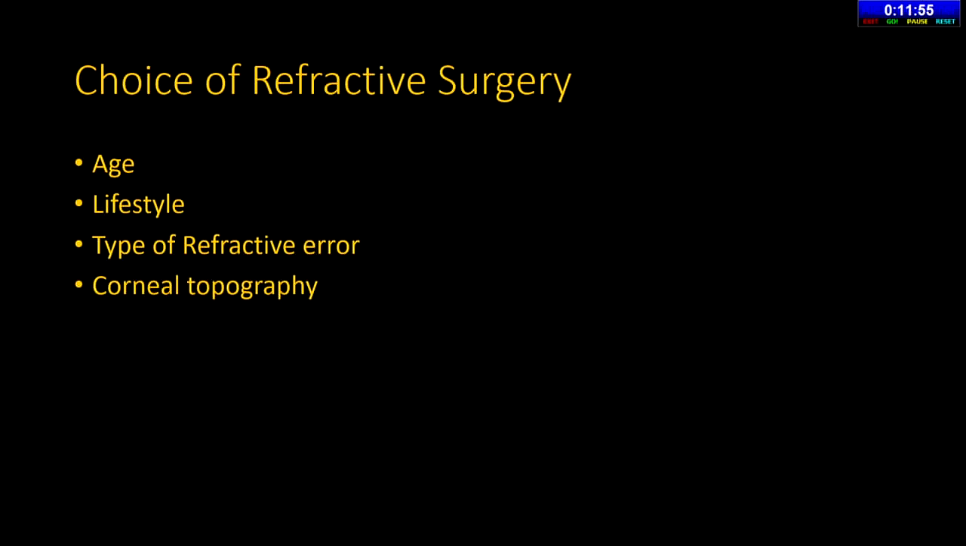So choice of refractive surgery in any patient depends on the age of that patient, on the lifestyle of that patient, type of refractive error the patient has, and the type of corneal topography that is reflected. So we know that these are the basic factors, and of course there's a range for each one of them. Now within that normal range, and after excluding all other ocular morbidities and systemic morbidities, we have to choose the right patient, and that is what I'm going to talk about.